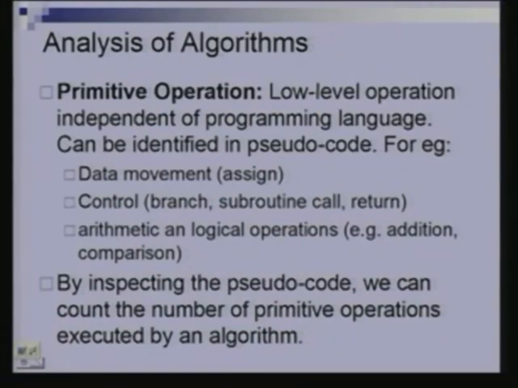Okay, so how do we analyze algorithms? We identify what the primitive operations are in our pseudocode. So what is a primitive operation? It's a low level operation. Examples: data movement, where I do an assignment from one to another; a control statement, which is a branch like if then else, a subroutine call, a return; or arithmetic operations or logical operations. These are all what we'll call primitive operations. In my pseudocode, I just inspect it and count the number of primitive operations that are executed by the algorithm.